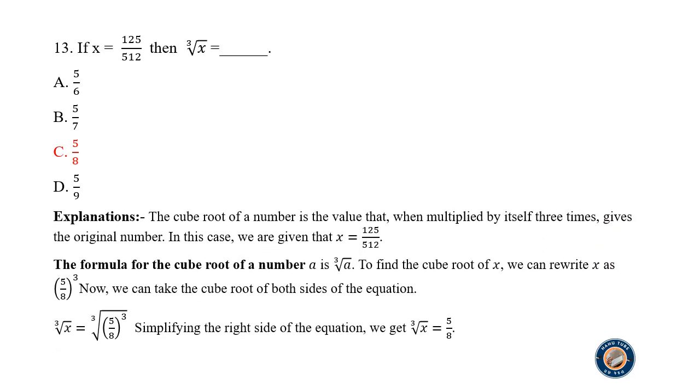The cube root of a number is the value that, when multiplied by itself 3 times, gives the original number. In this case, we are given that x is equal to 125 over 512. To find the cube root of x, we can rewrite x as 5 over 8 the whole cubed. We can take the cube root of both sides of the equation. The cube root of x is equal to the cube root of 5 over 8 the whole cubed. Simplifying the right side of the equation, we get the cube root of x is equal to 5 over 8.